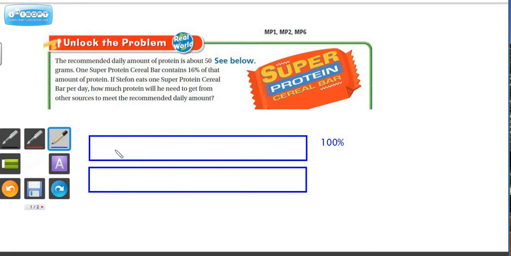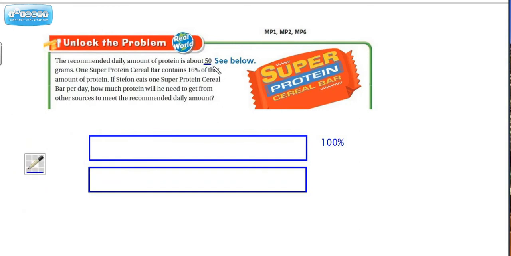Now remember, if you have all of something, you have 100%. So we're going to use a strategy called a double tape diagram. Now the other all of it number that they give you in the problem is right here, 50 grams. That's all of the necessary protein that somebody needs for a day. So let's put that right here, 50 grams.